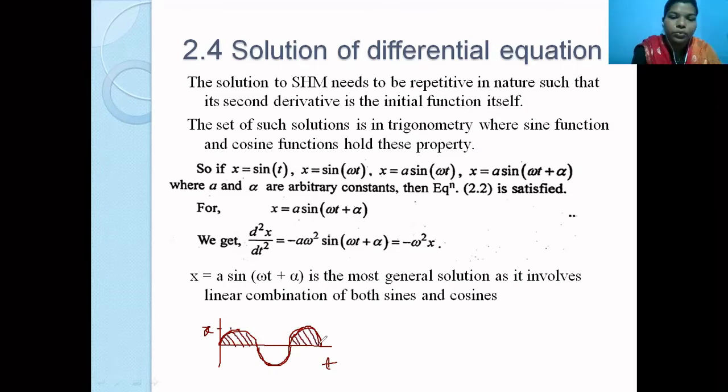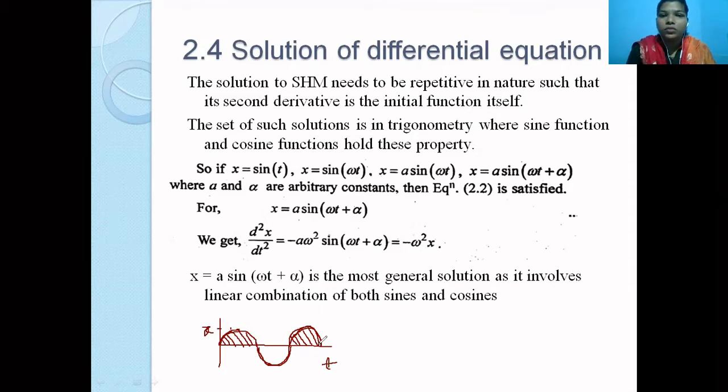Okay, so how am I going to represent this, or how can I do that? I'm simply going to choose a function which is going to be repetitive in nature, which is going to be time dependent, and second, I want its second derivative to be its initial function. If I do this only, then I can say that the given solution is a solution of SHM.